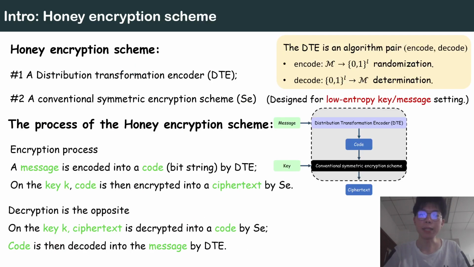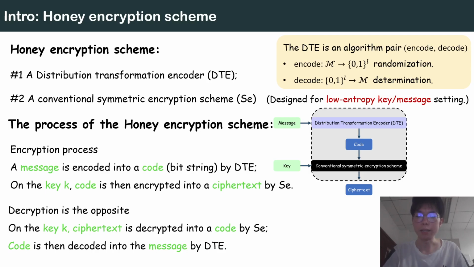The core of the honey vault scheme is the honey encryption scheme. Honey encryption is a type of symmetric encryption application. It includes a distribution transforming encoder, DTE, and a conventional symmetric encryption scheme. Honey encryption is particularly suitable for scenarios with low entropy keys and messages. DTE is a pair of encoding and decoding algorithms. During encryption, DTE encodes the message into a fixed-length binary code, and the symmetric encryption scheme encrypts the code to get the ciphertext. The decryption process is the reverse.